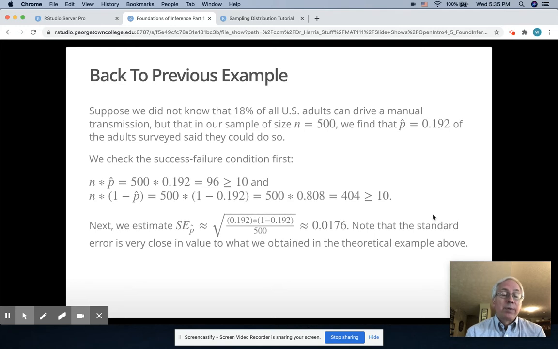So once we have that condition met, we can approximate our standard error by using p hat, the square root of 0.192 times 1 minus 0.192 over 500, is very close in value. It's 0.0176, but it's a little bit different. But this is the figure that we would wind up using in actual statistical work. So the point I'm trying to make here, I guess, is that the approximate standard error is very close in value to the actual standard error, ordinarily, because we expect the sample proportion to be fairly close to the population proportion.